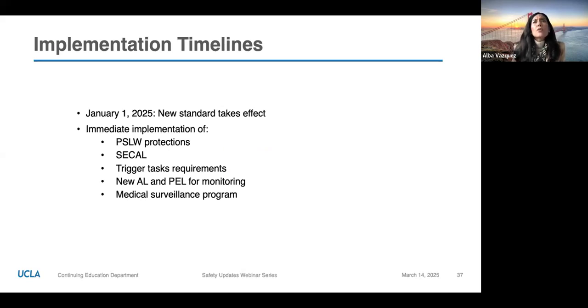The only one that goes into 2026, I believe, is for sandblasting in the construction industry, where the PEL is 25 micrograms per cubic meter all the way until 2026.